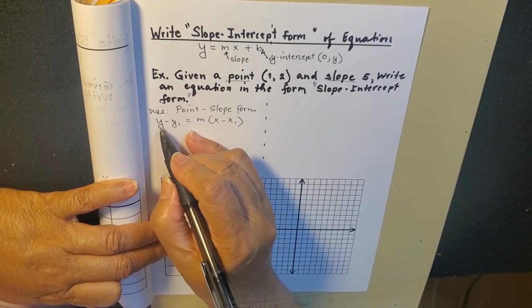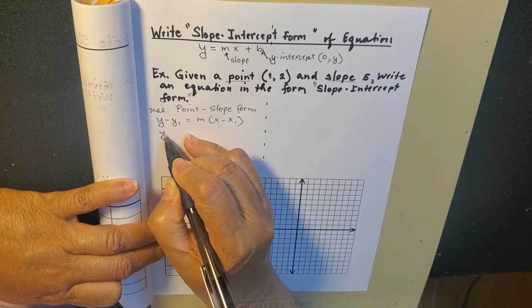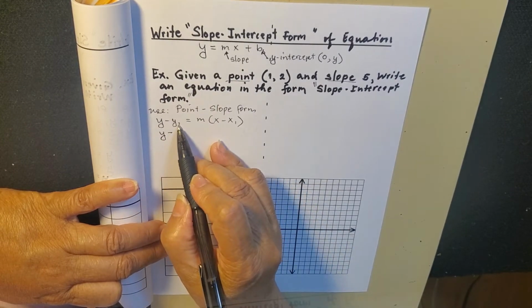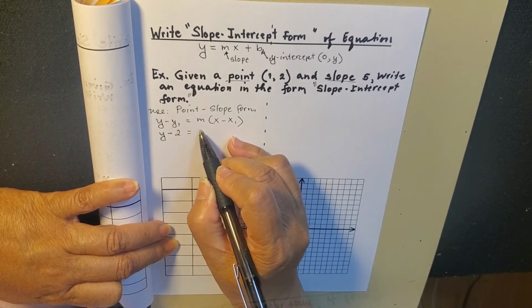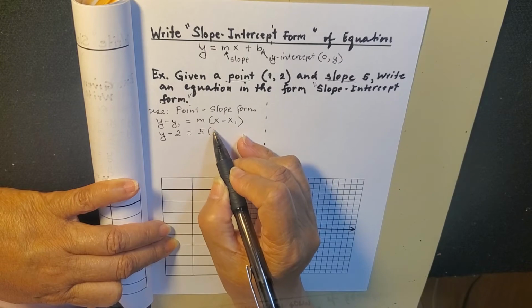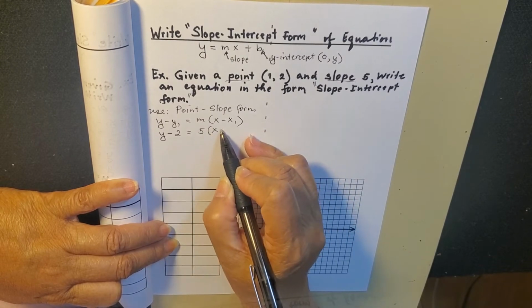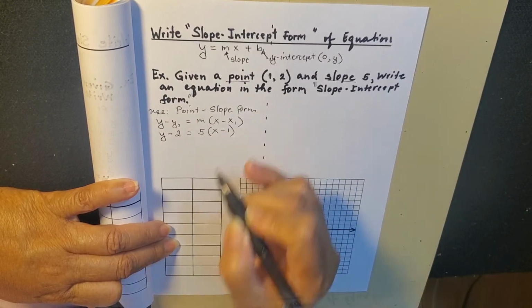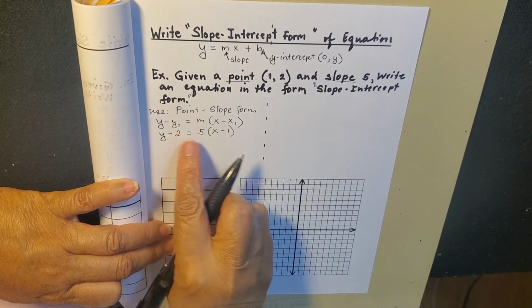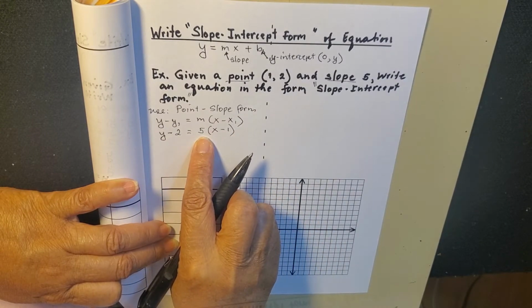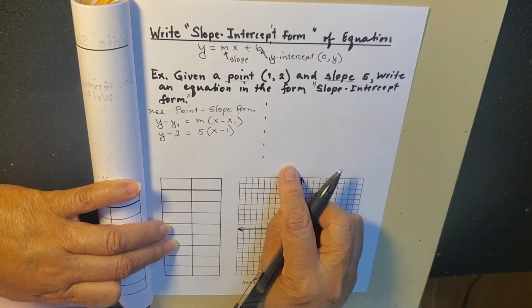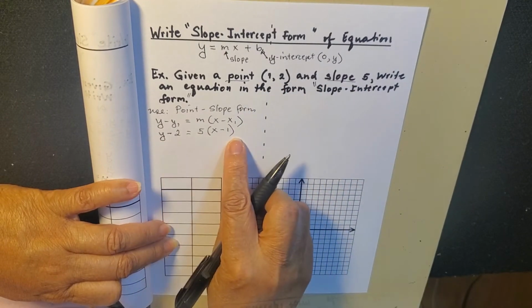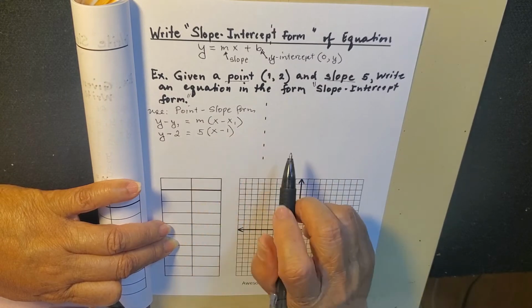Let us start to plug in. Write the variable y, the value for y1 which is 2, the value for m which is 5. Write the variable x and the value for x1 which is 1. So this is now the point-slope form of the equation using this information. Now we're going to convert this into slope-intercept form.